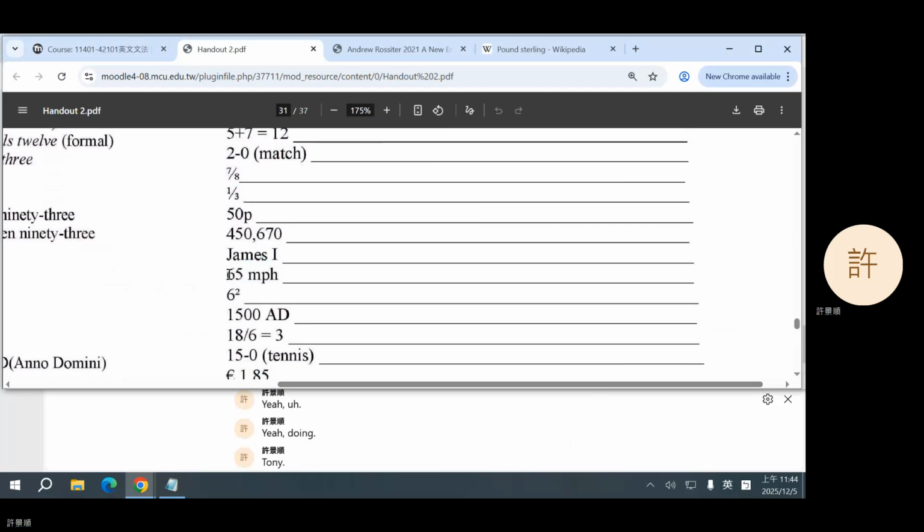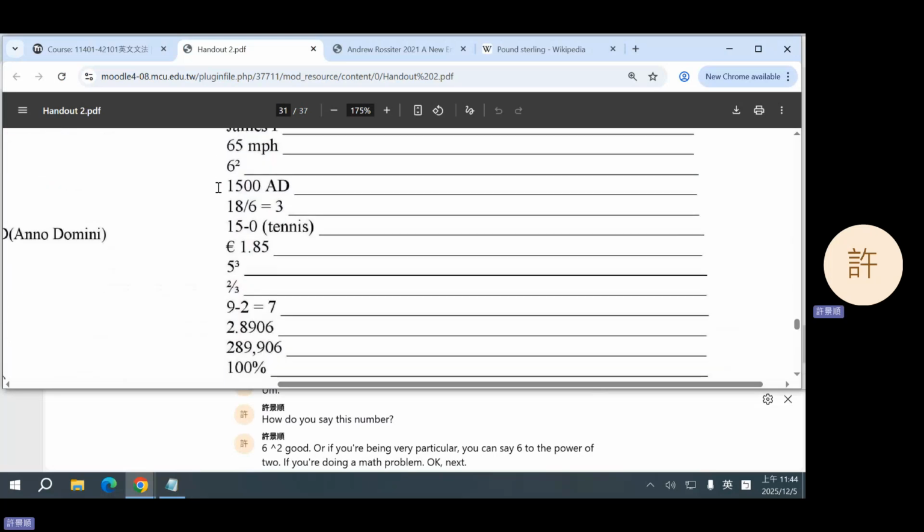Tony, how do you say this value? Good. 65 miles per hour. Next. Hui, how do you say this number? 6 squared. Good. Or if you're being very particular, you can say 6 to the power of 2 if you're doing a math problem.